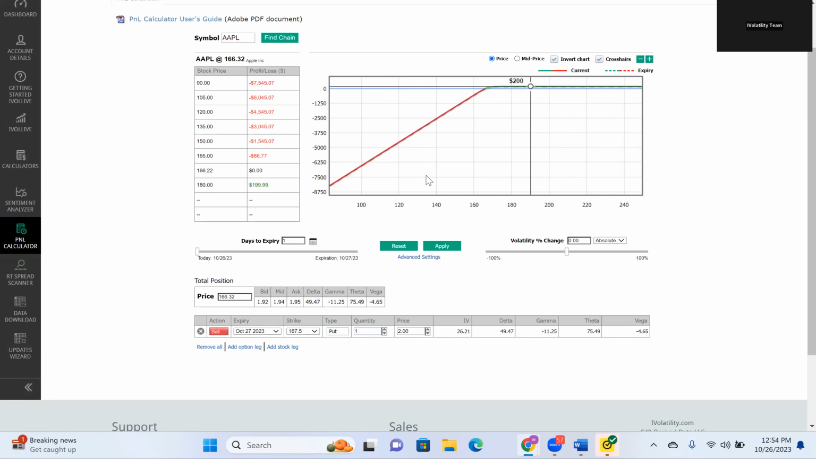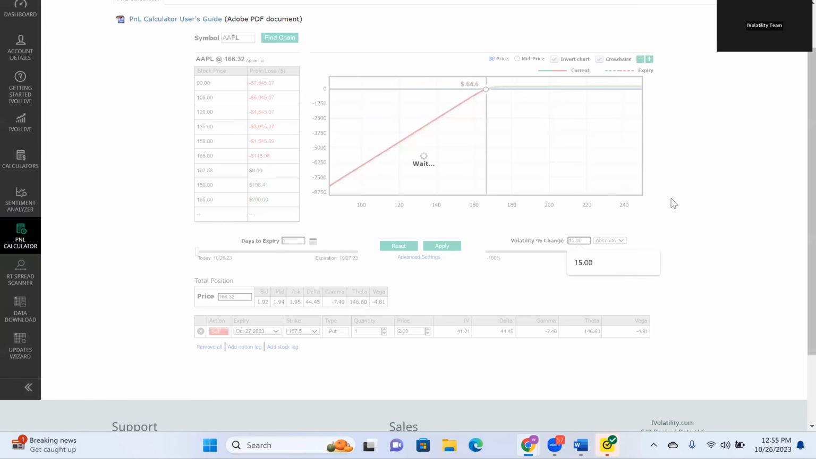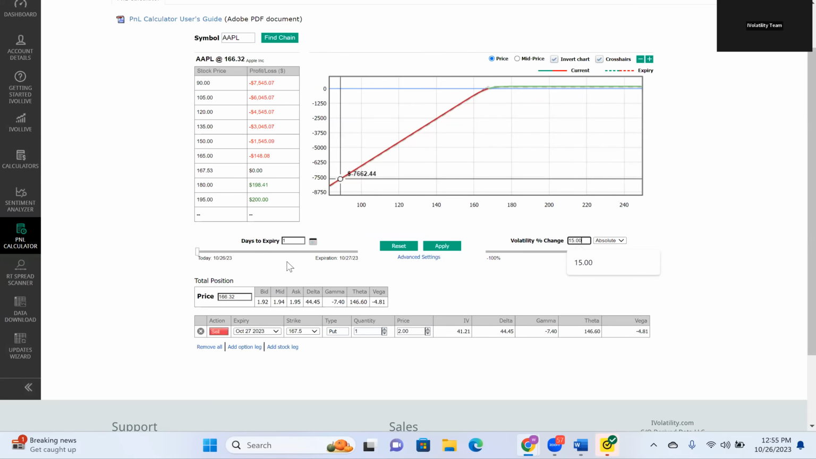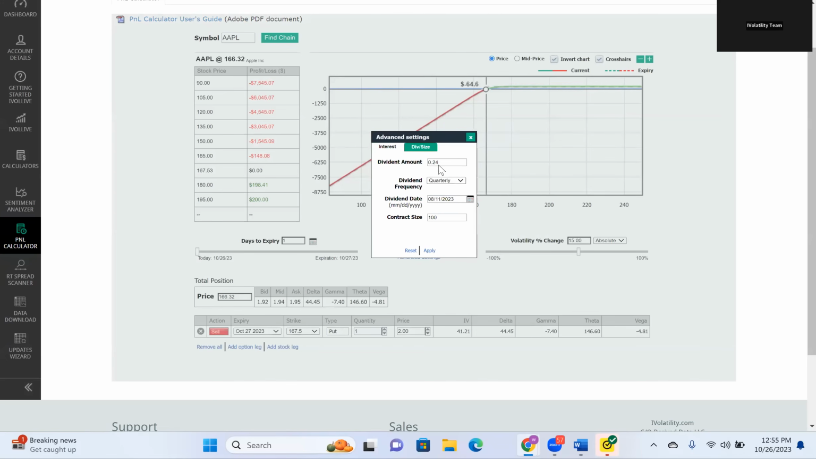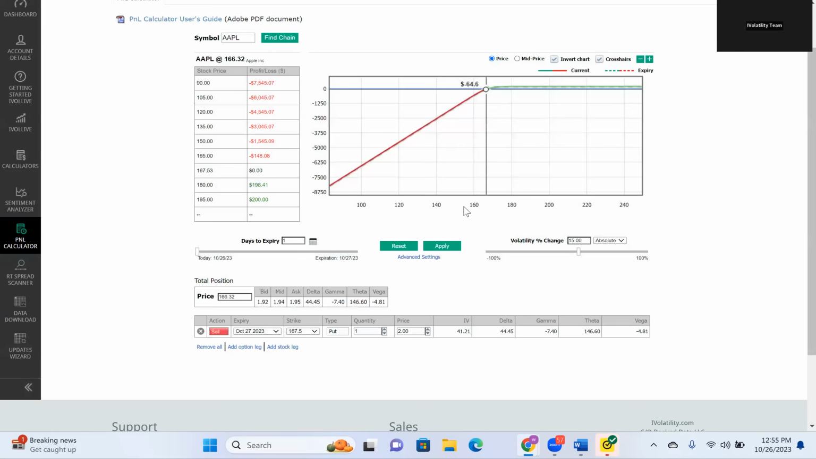What we can do here is a bunch of different things. We could say, well, what happens if volatility goes up 15% between now and expiration? And all of this will update in real time. You could also come to advanced settings and play around with interest rates. You could play around with dividends as well, if you want to play chairman of both board and Fed.